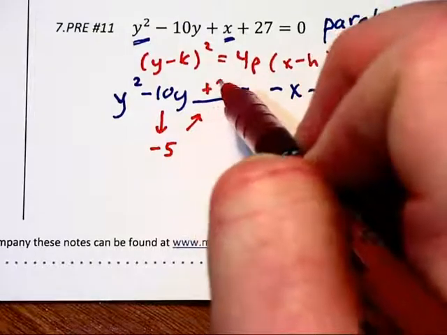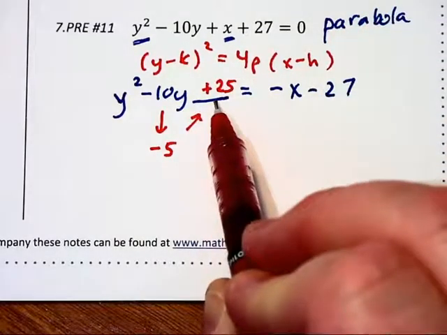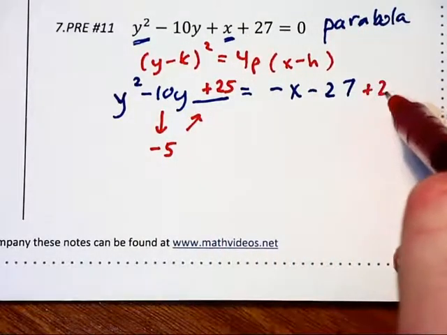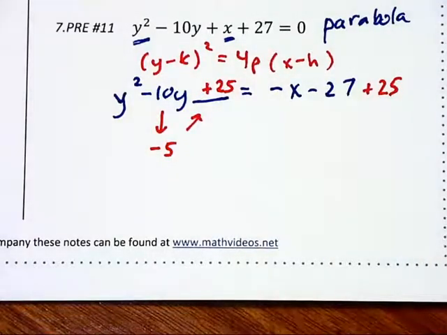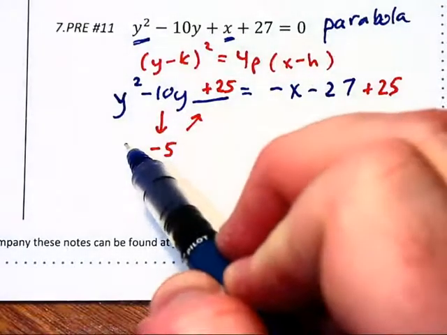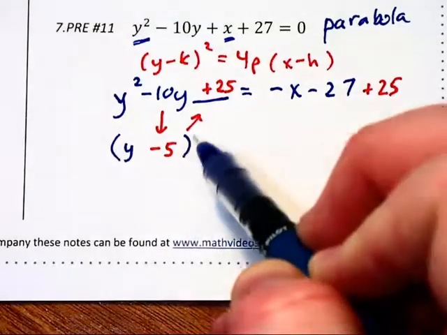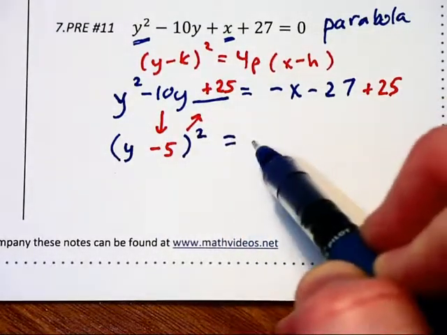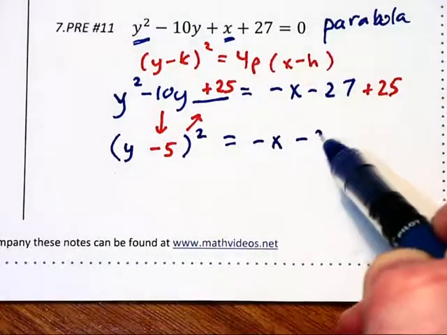Squaring that, we have 25. Since we add 25 to the left, we need to add 25 to the right-hand side of the equation. Completing the square, we now have y minus 5 quantity squared equals negative x minus 2.